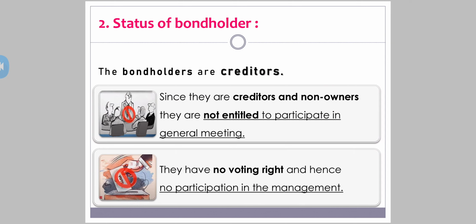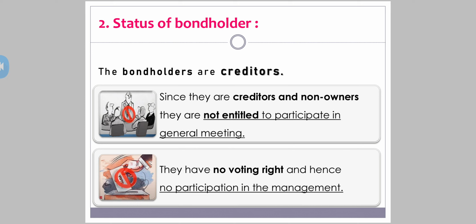The second point you have got as status of bondholder. If we say debt security, we have already seen bondholders are the creditors of the company. So what is the status? The bondholders are creditors of the company. Since they are creditors and non-owners, they are not entitled to participate in general meeting. They are not the owners of the company, so they are not going to participate in any of the general meetings of the company. When they are not participating in the general meeting, they have no voting right and hence no participation in the management.